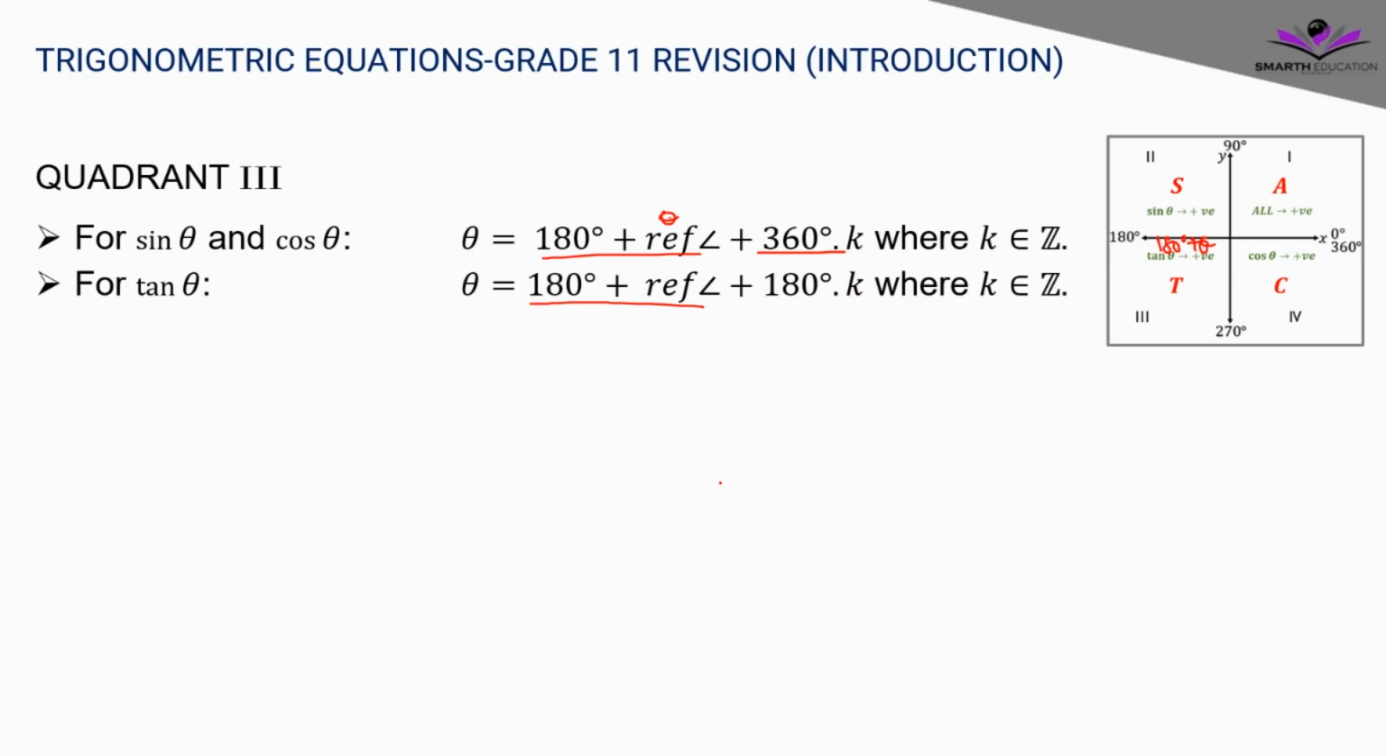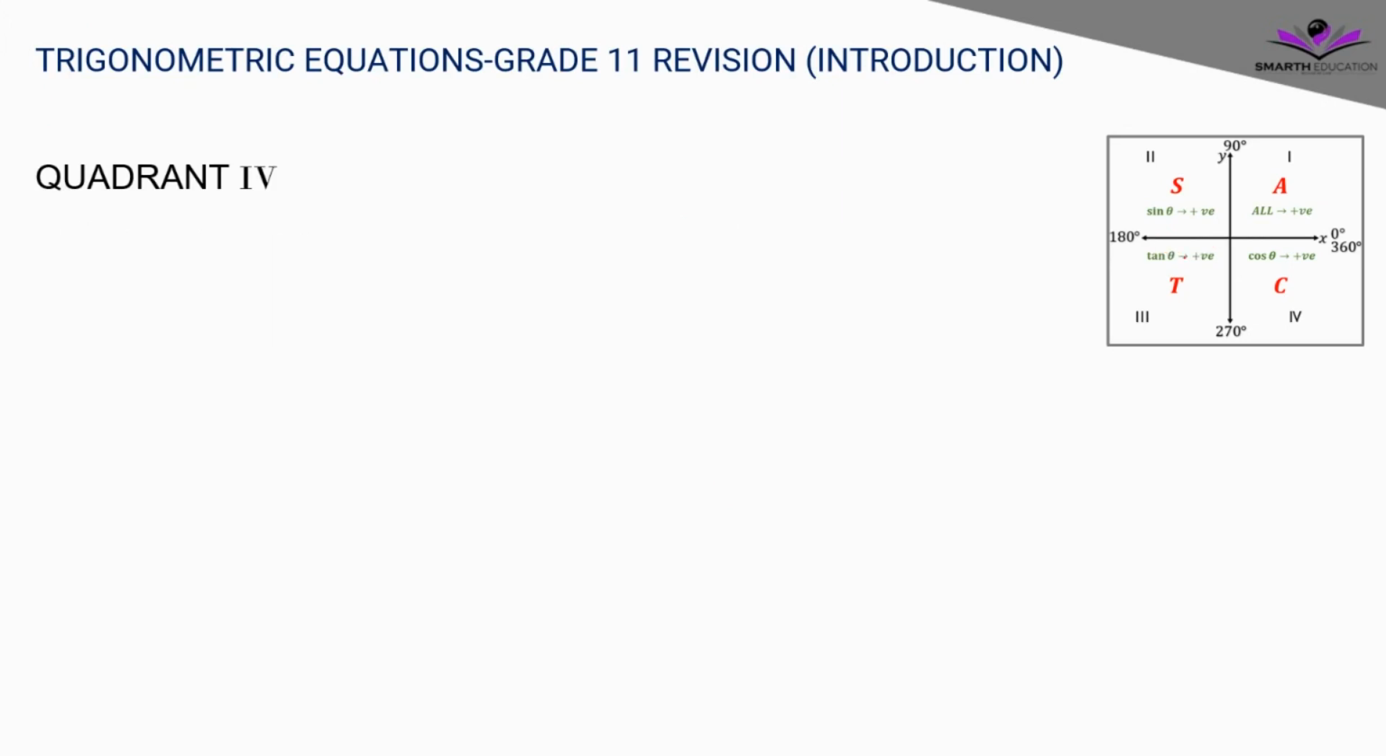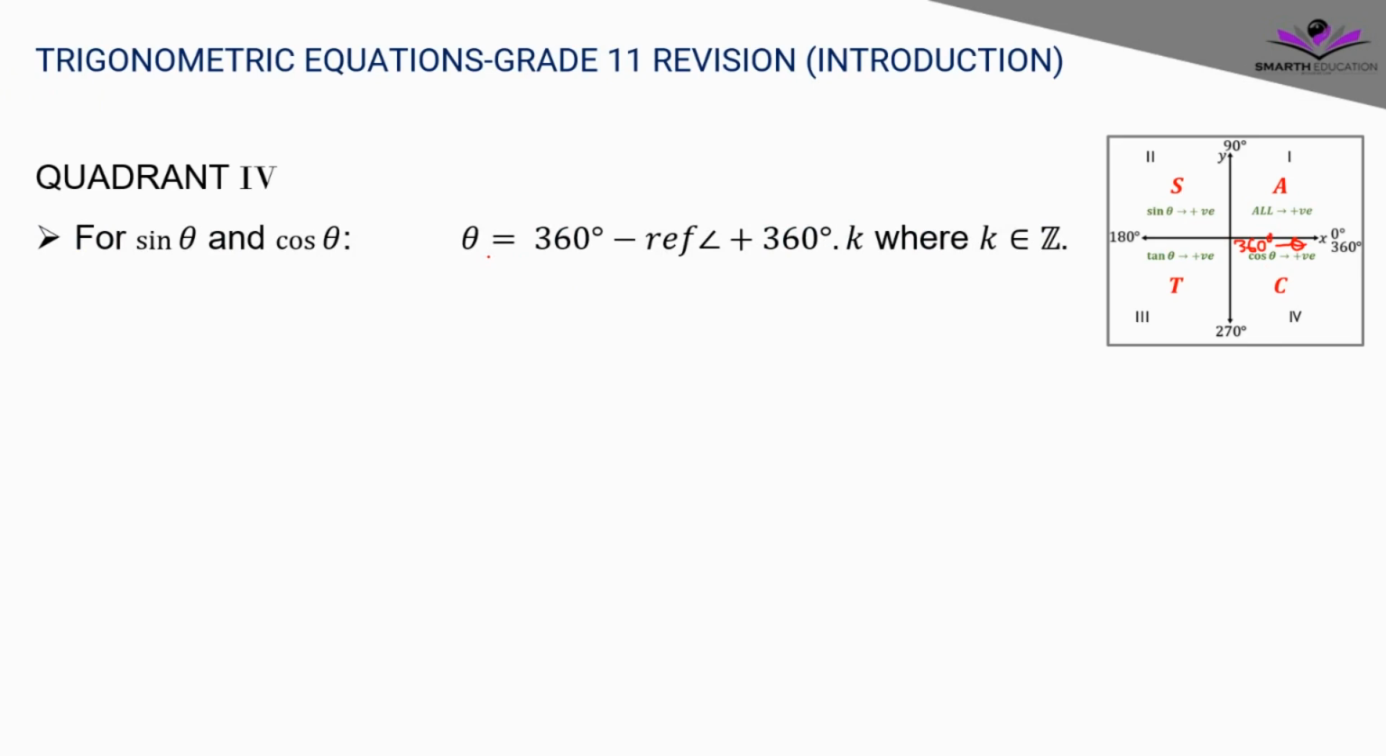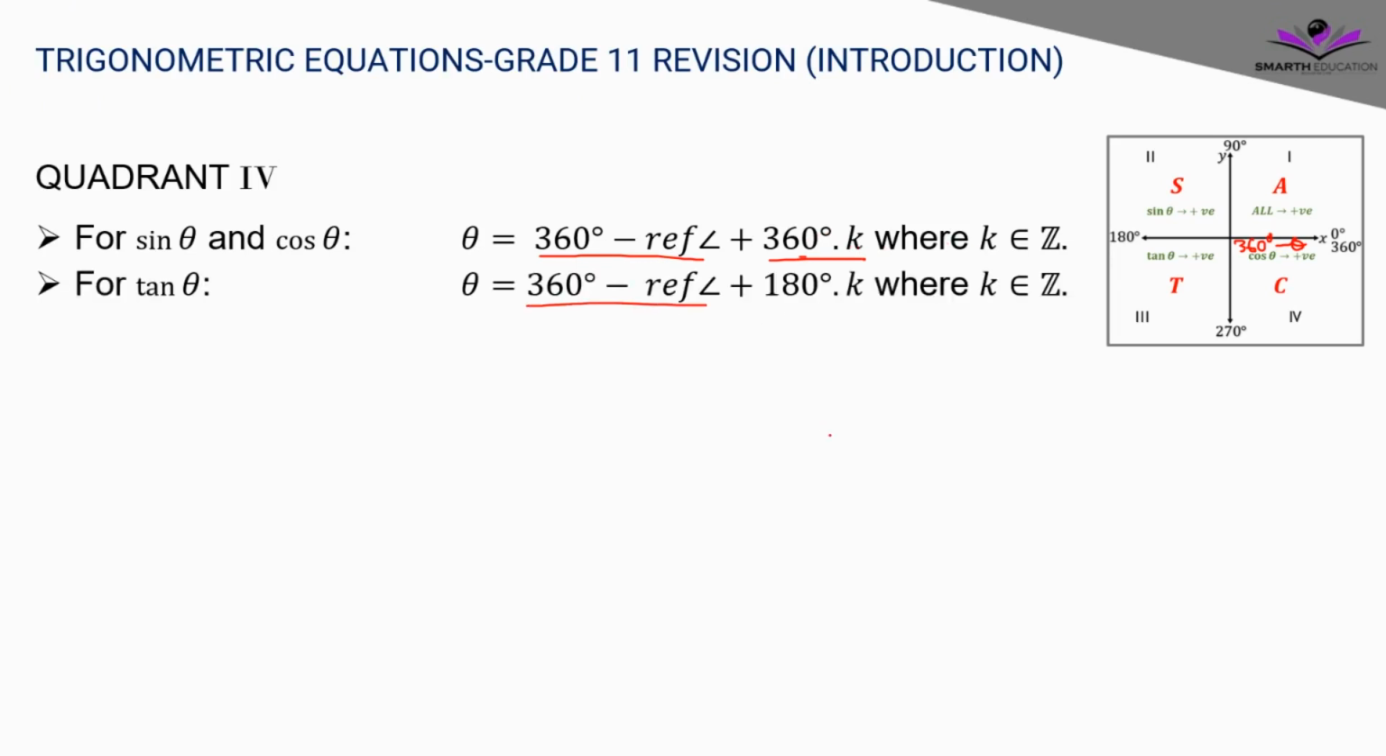And then the last one, quadrant 4, remember quadrant 4 is 360 degrees minus theta. So it means quadrant 4 for sine theta and cos theta is going to be 360 minus reference angle plus 360 degrees times k, where k is an integer. And then for tan theta it is going to be 360 degrees minus reference angle plus 180 degrees times k, where k is an integer. So this is how you can use the quadrants method to find your general solutions. We're going to look at this in detail when we deal with examples.